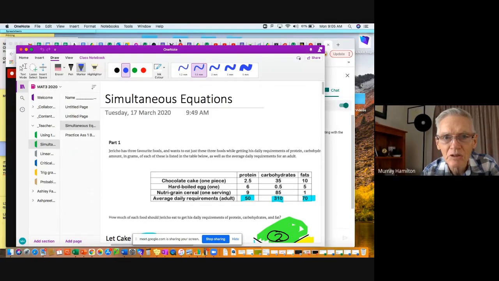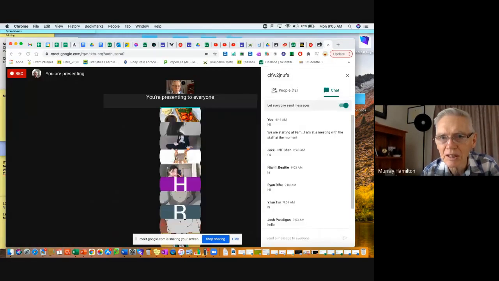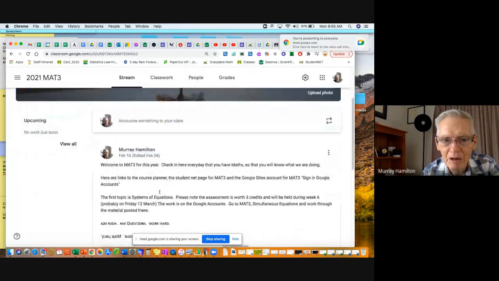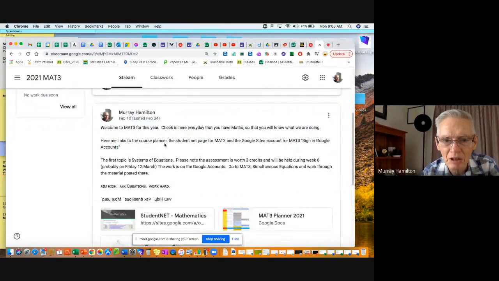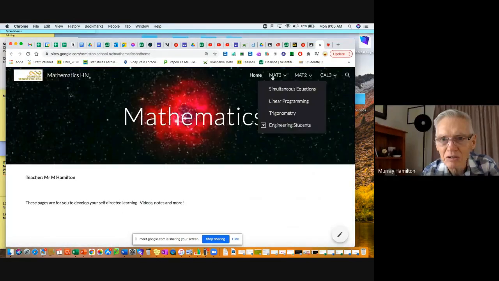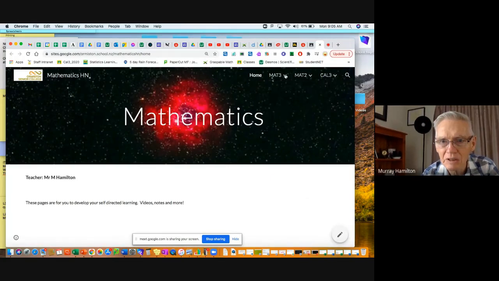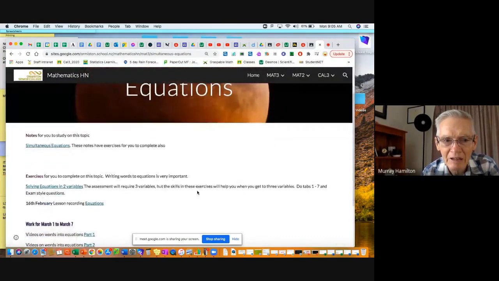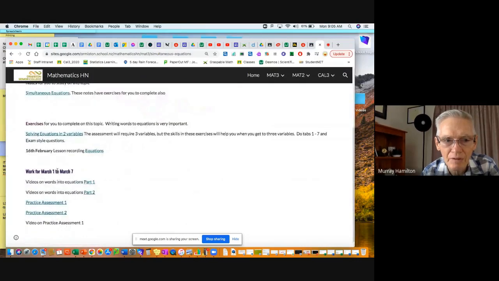So when you go to Google Classrooms, which is here, please go to Google Classrooms. I'll be putting another notice up the top here of what to do. Go to our sign-in Google accounts. Go to Math 3 Simultaneous Equations. And here we have the work for 1st to the 7th of March.